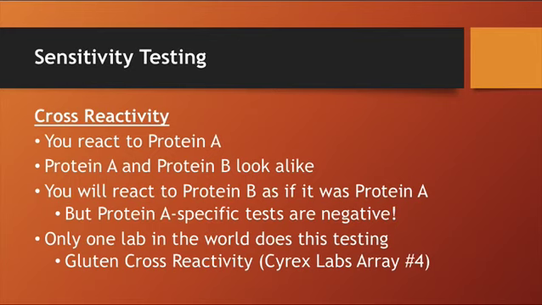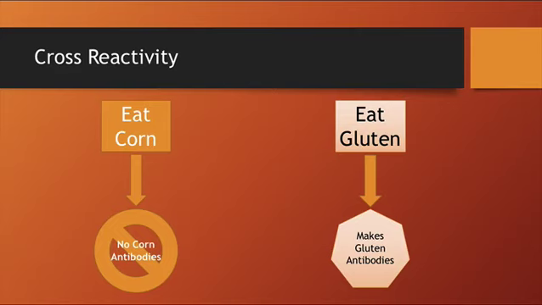But also this person eats gluten, and when they eat gluten, they do make gluten antibodies. So let me just correct something I said. They eat corn and there's no corn immune response, even though they may get symptomatic, because here's what I'm trying to illustrate. This person is going to test negative to corn on a corn test.